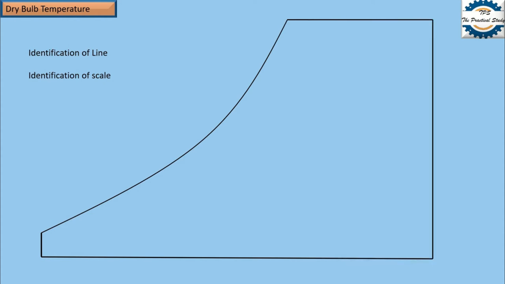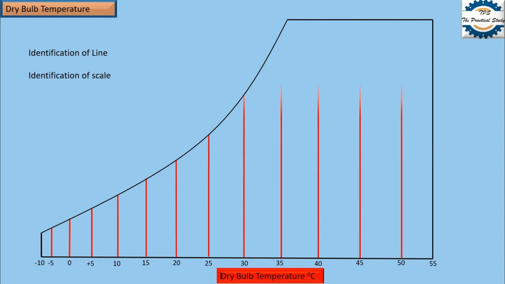Suppose this is a psychrometric chart. Let's draw dry bulb temperatures on this chart. This is the scale on the horizontal axis, or x-axis, for dry bulb temperature, and it increases from left to right. So we find the scale of the parameter which is on the horizontal axis. Now let's draw the lines of dry bulb temperature. These are the lines of dry bulb temperature on the psychrometric chart.